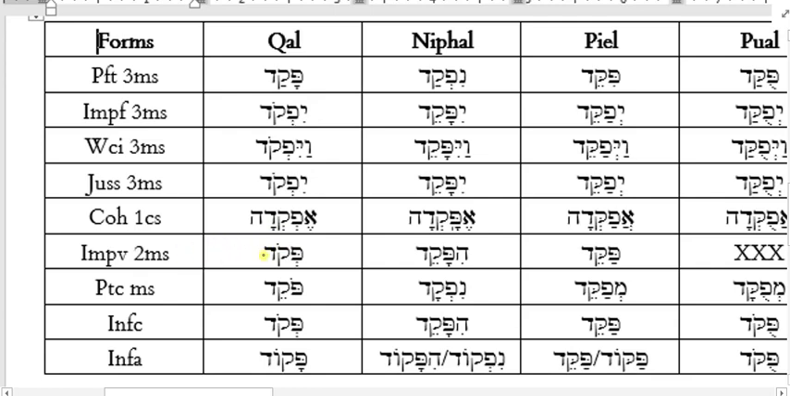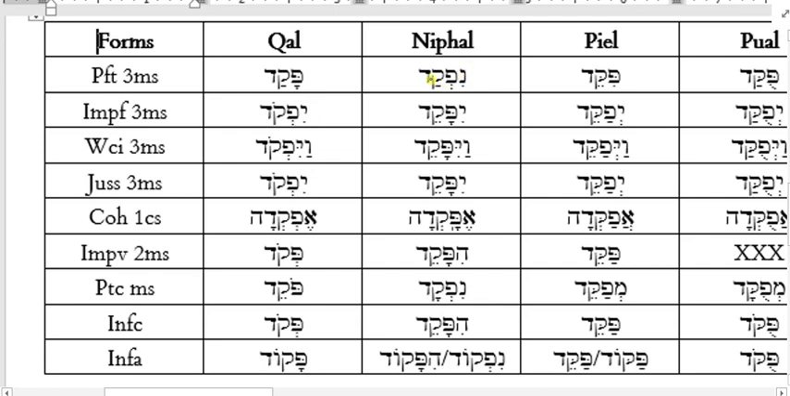The imperative, of course, the 2MS is uninflected on the end. The participle, it's the masculine singular form that has no ending. It's uninflected. The infinitive construct doesn't have any personal endings. You can add pronominal suffixes to them if you want to. And the infinitive absolute is never inflected at all. So those are the forms of the Qal.